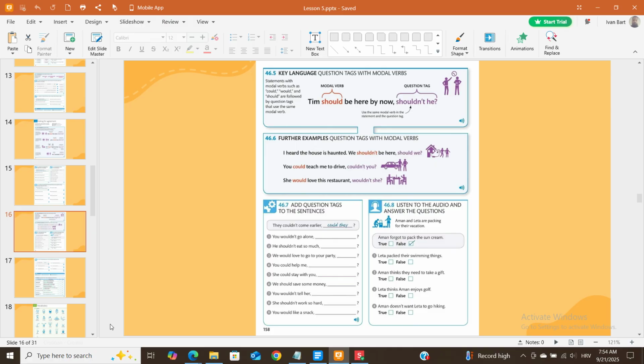46.7 Add question tags to the sentences. They couldn't come earlier, could they? You wouldn't go alone. He shouldn't eat so much. We would love to go to your party. You could help me. She could stay with you. We should save some money. You wouldn't tell her.